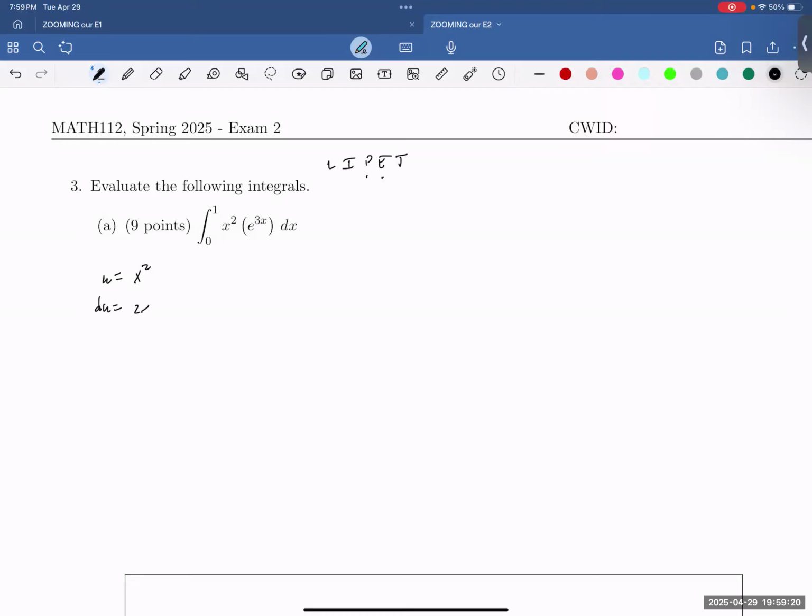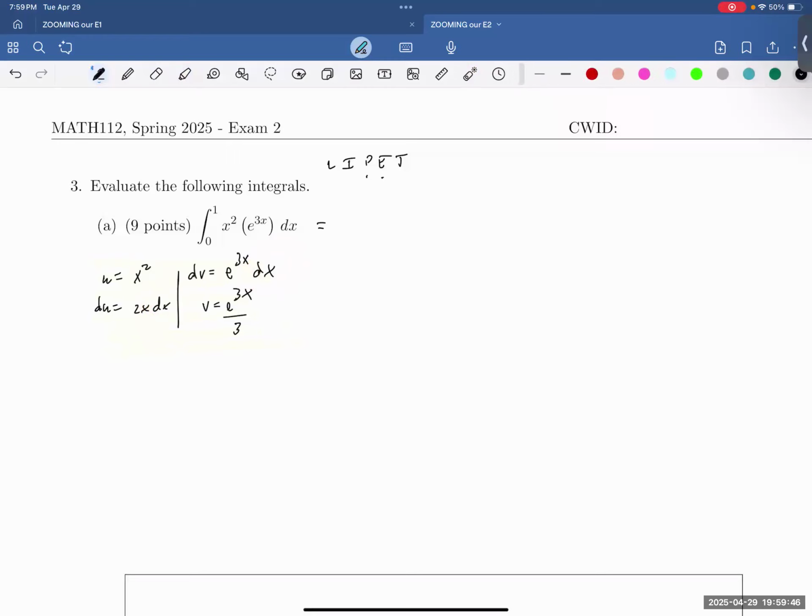Then du is 2x dx. dv is e to the 3x dx. That makes v e to the 3x over 3. I'll tell you, a handful of you don't often include these dx's, and that's part of the process. You'll lose points for missing that. Okay, so there's our substitution work.